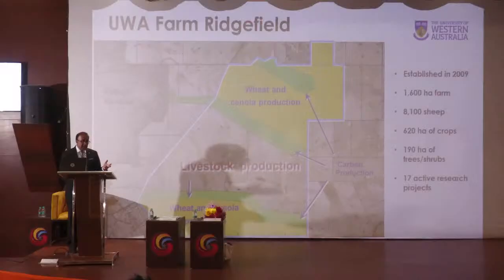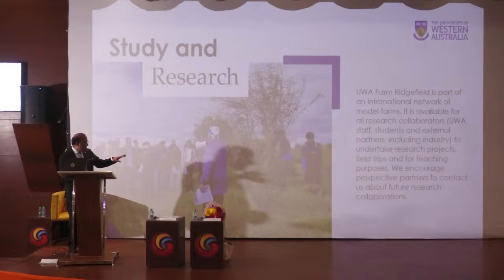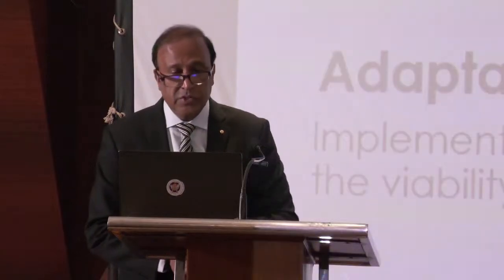So our students are working on 8,100 sheep, 620 hectares of crops, 190 hectares of trees and shrubs, and 17 active research projects. So students get an understanding of the practices at a large scale, not a small scale. The idea is that we want to develop the best solutions for a resilient farming system, environmental stewardship, and community engagement. For example, here a researcher is showing one of the shallow, low-lying areas where they're having some perennial trees and pastures.